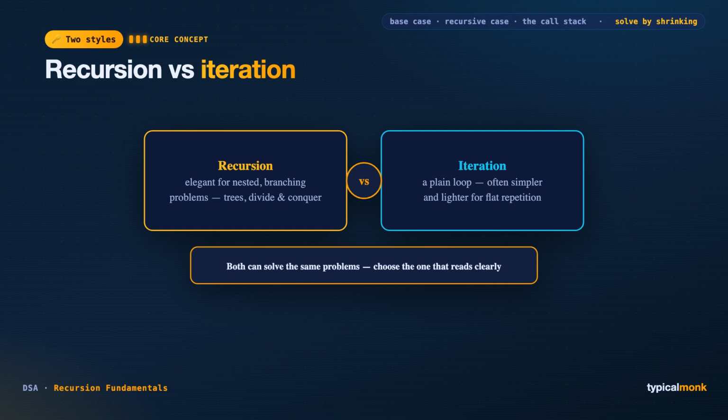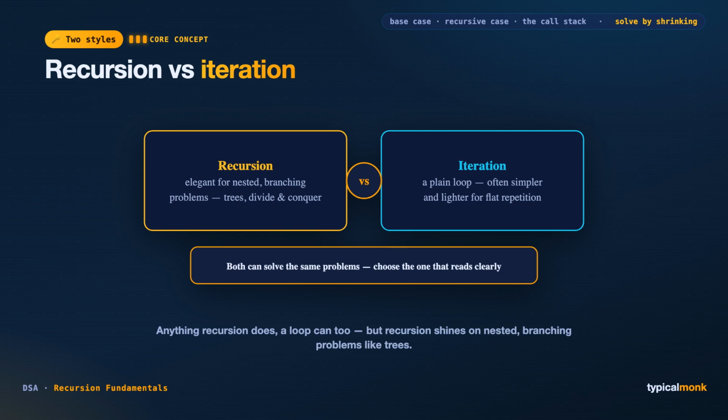And here is the honest truth that surprises beginners. Anything you can do with recursion, you can also do with iteration, and vice versa. They are equally powerful. So the real decision is about clarity and fit. Which one makes your particular solution read most naturally? Choose recursion when it makes the code clearer, and a loop when that is simpler.